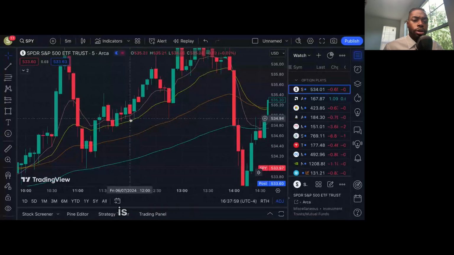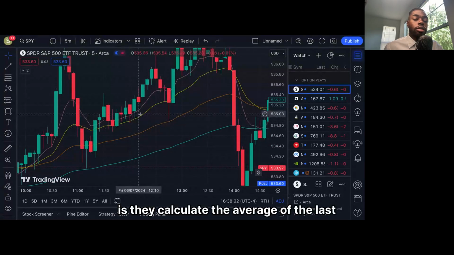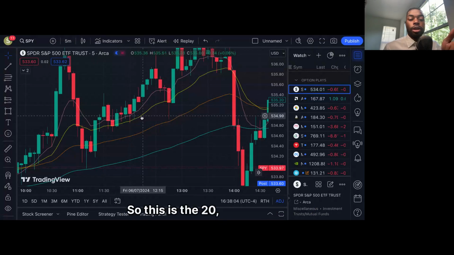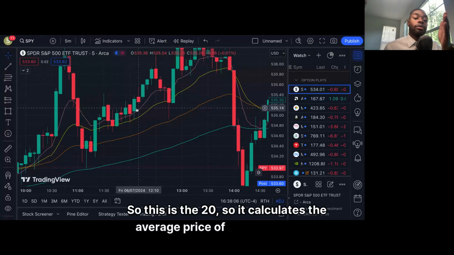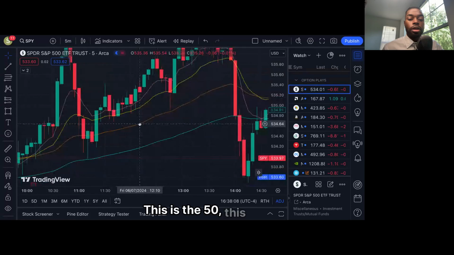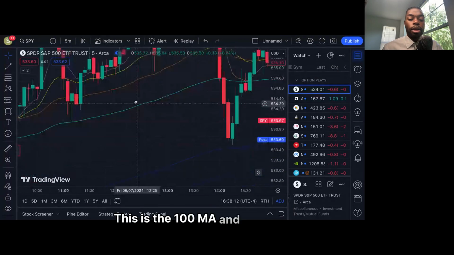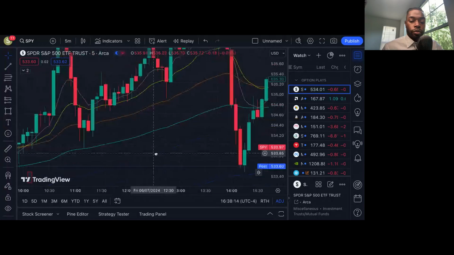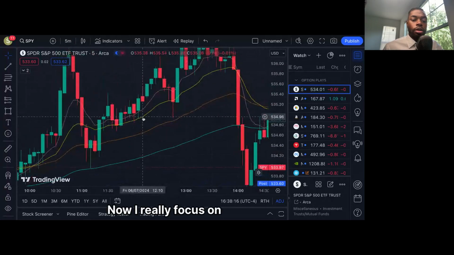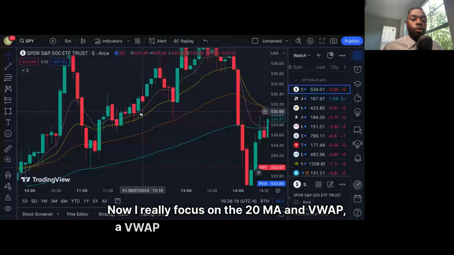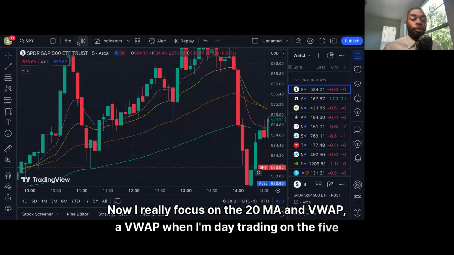And all EMAs do is they calculate the average of the last so-and-so bars. So this is the 20. So it calculates the average price of the last 20 bars. This is the 50, this orange line, calculates the average of the last 50. This is the 100 MA and then the 200 MA. Now, I really focus on the 20 MA and VWAP when I'm day trading on the 5-minute time frame.